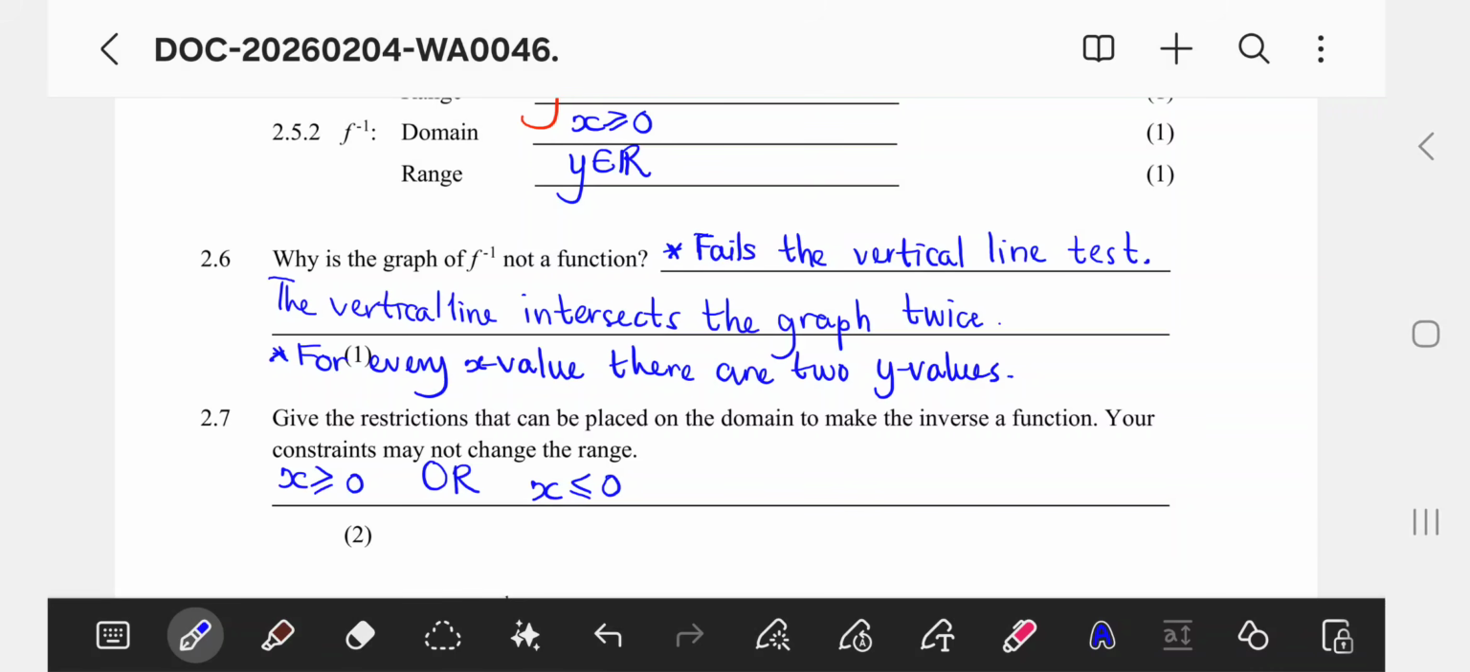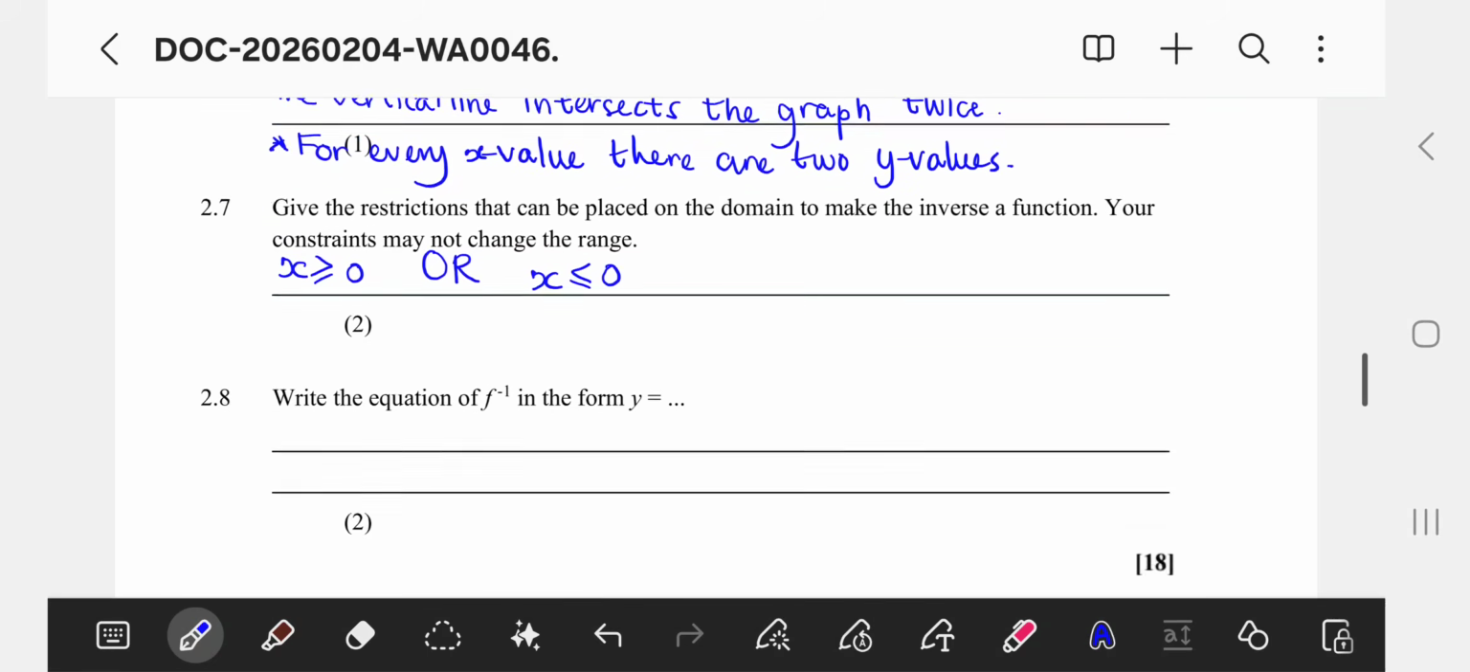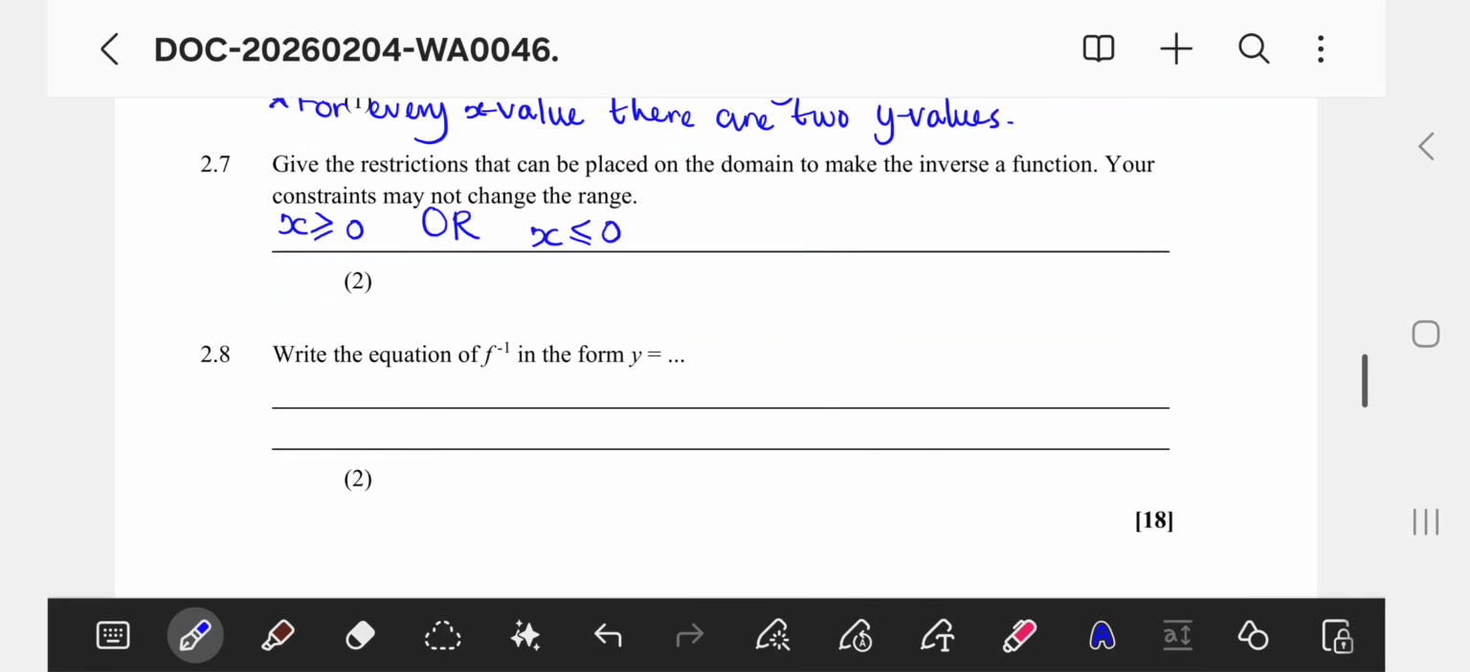So those are the two things that we can do. That is how we can restrict the domain. Now 2.8 says write f to the minus 1 in the form y is equal to. So let me show you the whole process of how we get there. Starting off, we have f of x is equal to x squared. I'm going to write it as y is equal to x squared.